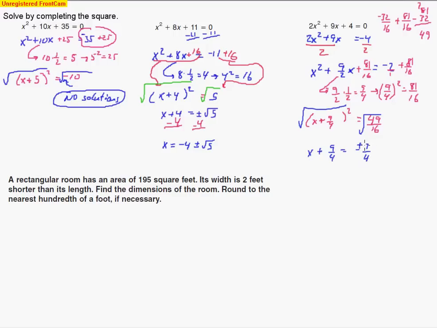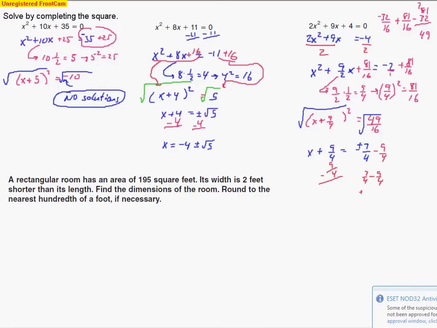So at this stage, our denominators should be the same, and they are. If they're not, then you've done something wrong. So always check for that. So we subtract that 9 fourths from both sides, and we set up our two problems. So we have 7 fourths, take away 9 fourths, and we also have negative 7 fourths.